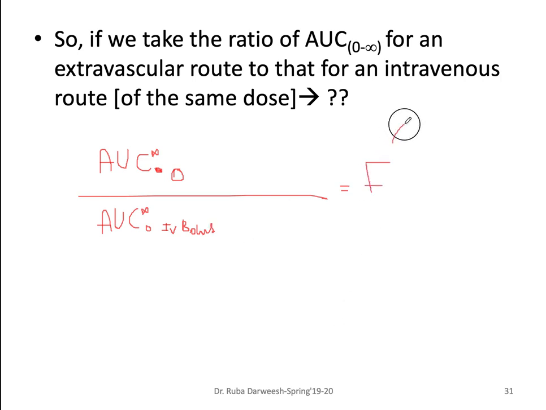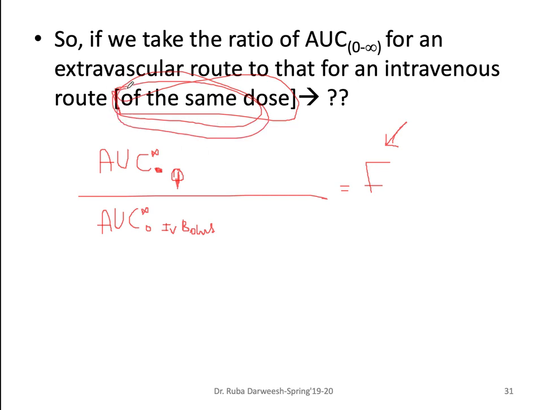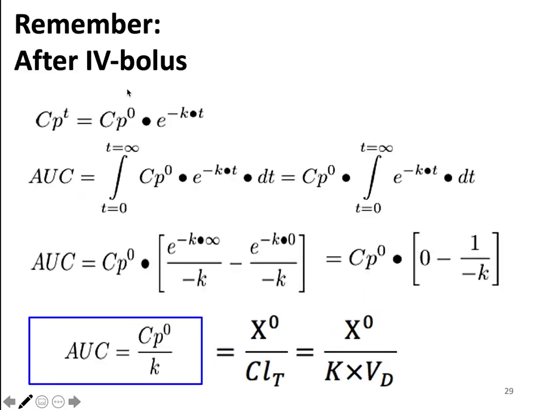And F is the same F that we had before in the equation of extravascular, which means the F that we have here is the absolute bioavailability of the drug, because it's equal to the area under the curve of the first extravascular route of administration over IV bolus. Again, this is if we are talking about equal doses for the extravascular and IV bolus.